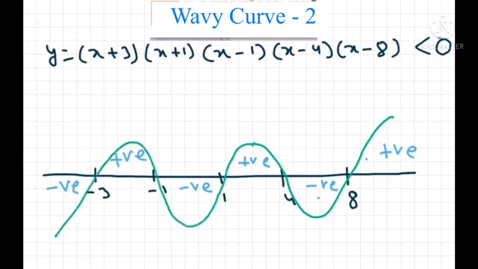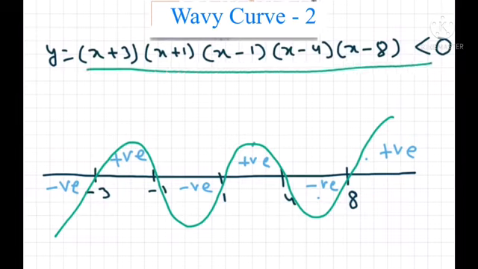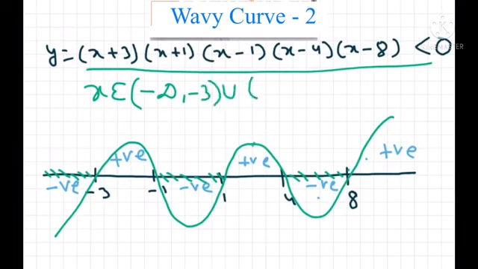So if I ask you that this particular function is less than 0, this means the value of x should be in this region, in this region, or in this region. So the answer that you will write here is x belongs to minus infinity to minus 3 union minus 1 to 1 union 4 to 8.